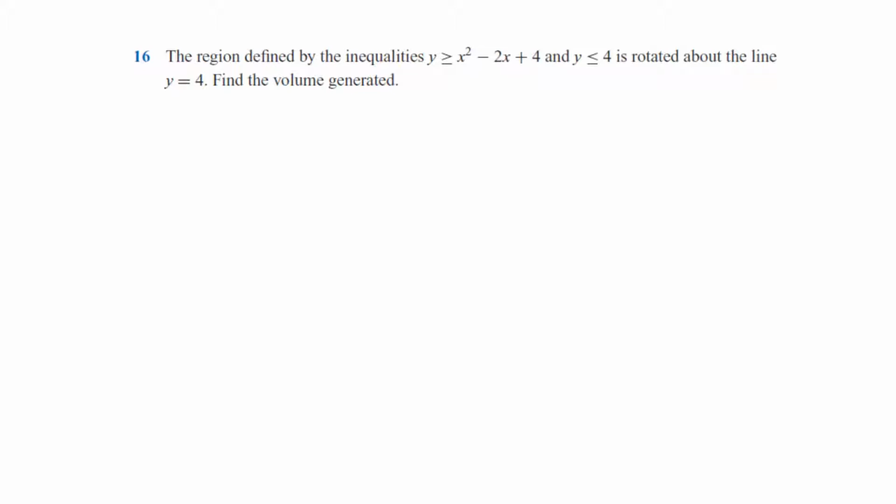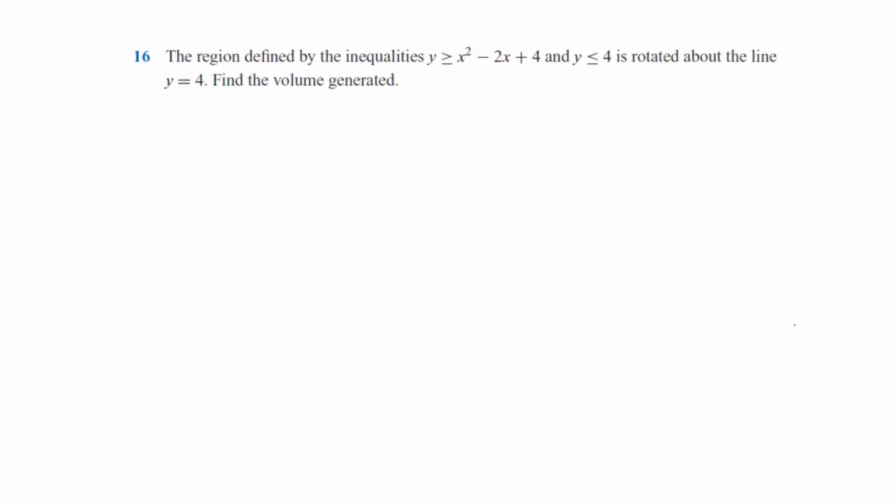The region defined by the inequalities, y greater than that parabola, y equals x squared minus 2x plus 4, and y less than 4, is rotated about the line y equals 4. We're not talking about rotating around the x-axis or the y-axis. We're talking about a line parallel with the x-axis, y equals 4. Interesting. How do you think we go about this?